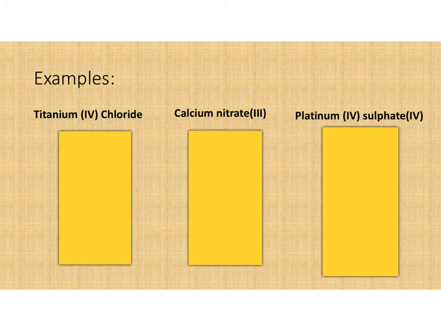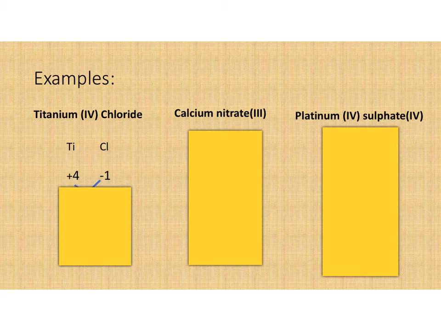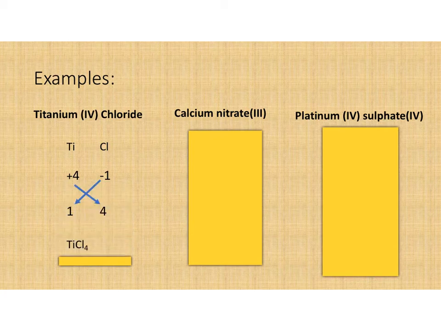So let's carry on. Titanium(IV) chloride. Titanium is a transition metal, so we've been told the charge on titanium. As you'll come to hear, that is called its oxidation state. Let's pop those numbers down: +4 for titanium, -1 for chlorine, because chlorine is, of course, in group 7. Therefore the formula is TiCl4.